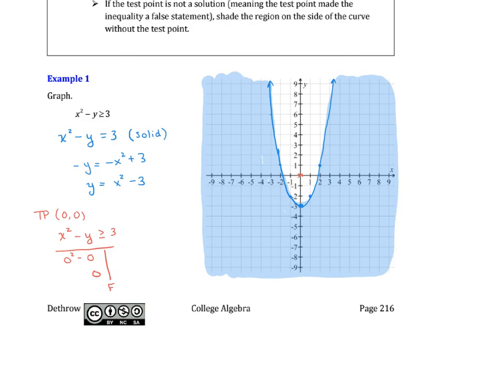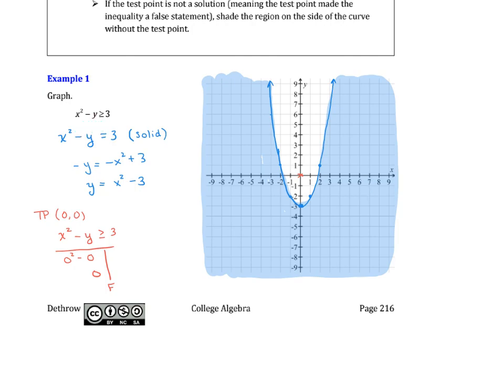And so what does this mean? Anything that we've shaded would make our inequality true. So if we chose 8, 0, since that's in our shaded region, if we substitute that in, we would have 8 squared minus 0. That's bigger than or equal to 3.